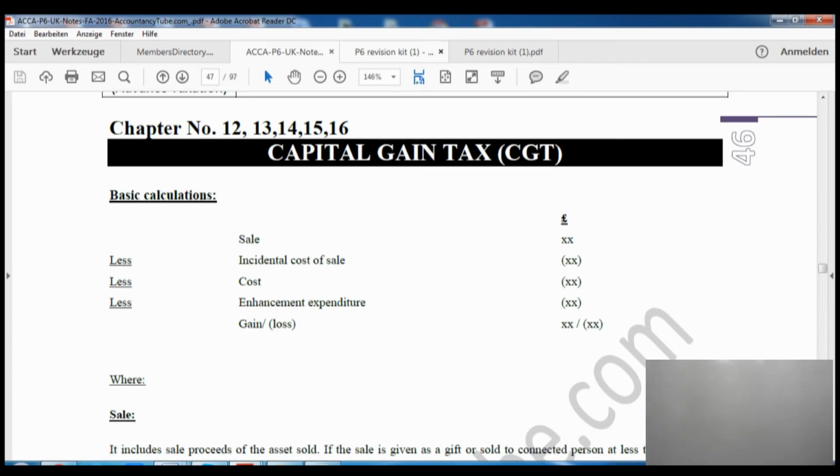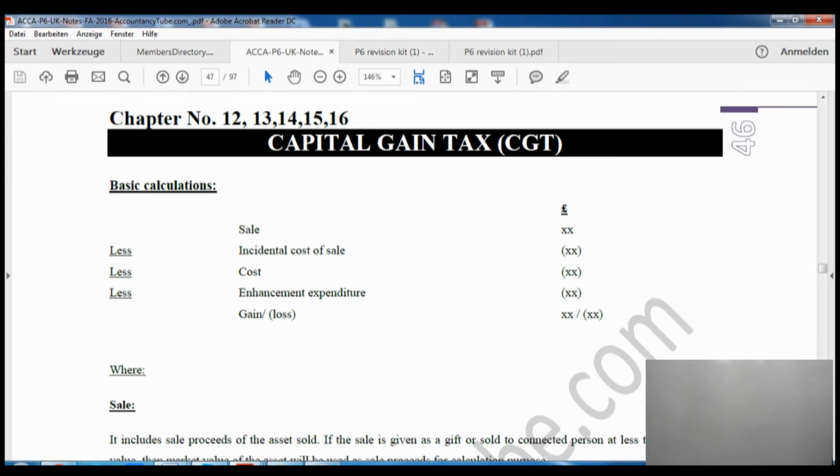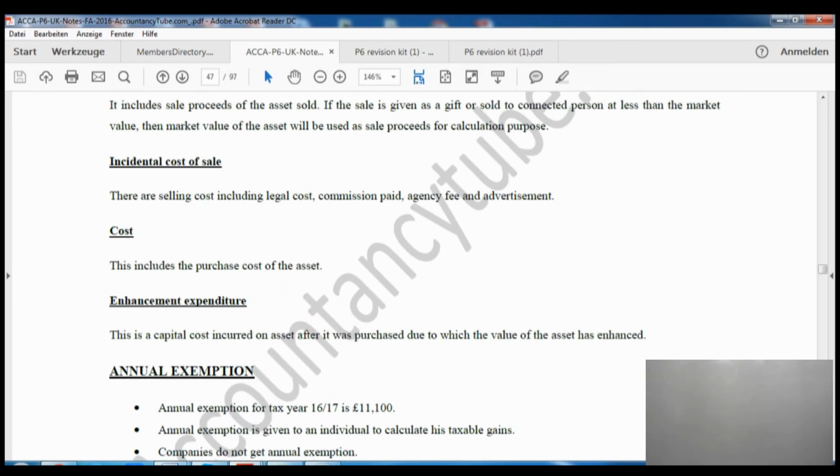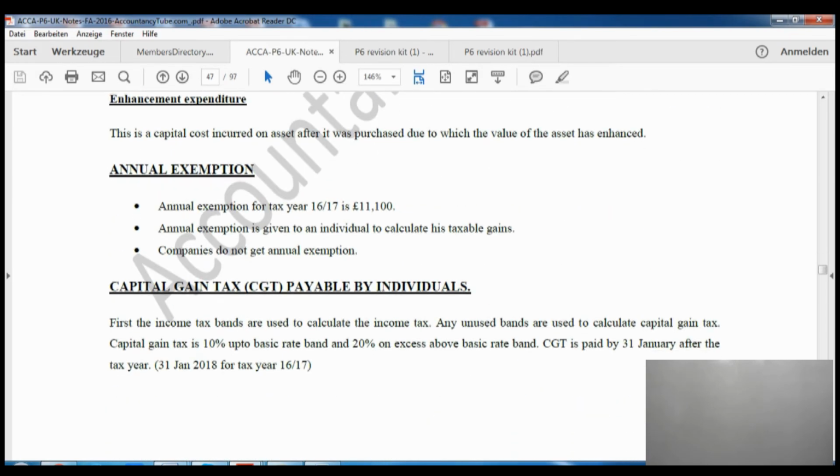First of all, we take the sales. We know what the sales is. Incidental cost of sales. So if you have sold an asset, you must have incurred some cost like agency fee, as I said. That will be deducted. Actual cost will also be deducted, and any enhancement expenditure which you have incurred on the asset to improve its face. So that will also be deducted, and the remaining amount is going to be either the gain, which is profit, or the loss. Right, so it tells you what the sales is and everything. I've already told you anyway.